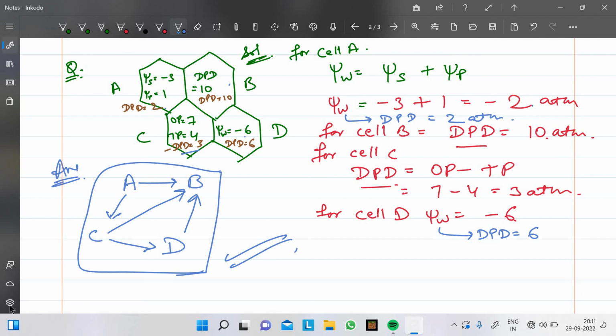तो इन दिस वे यू कैन कैलकुलेट द पाथवे ऑफ फ्लो ऑफ वाटर. कोई भी वैल्यू आपको दी हुई हो, जस्ट कोरिलेट इट विद either calculate the water potential or calculate the DPD and you will find out the right pathway of flow of water.